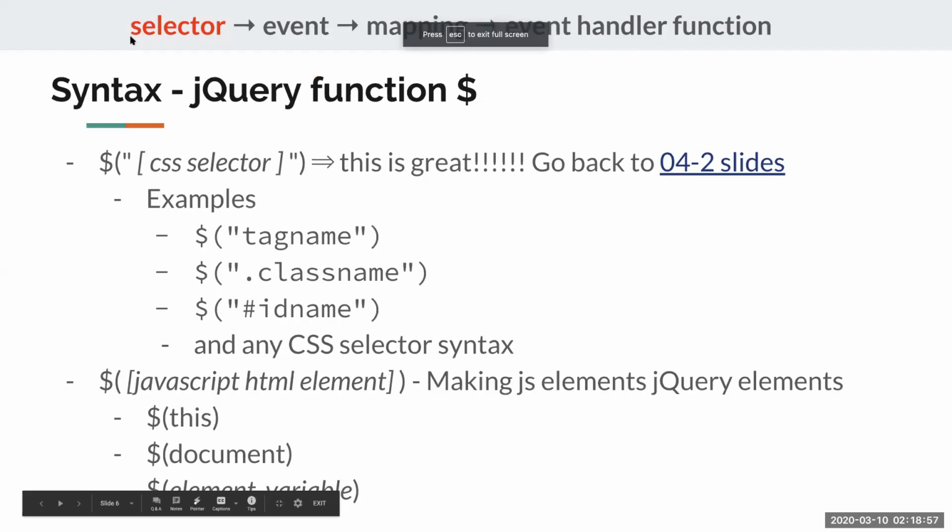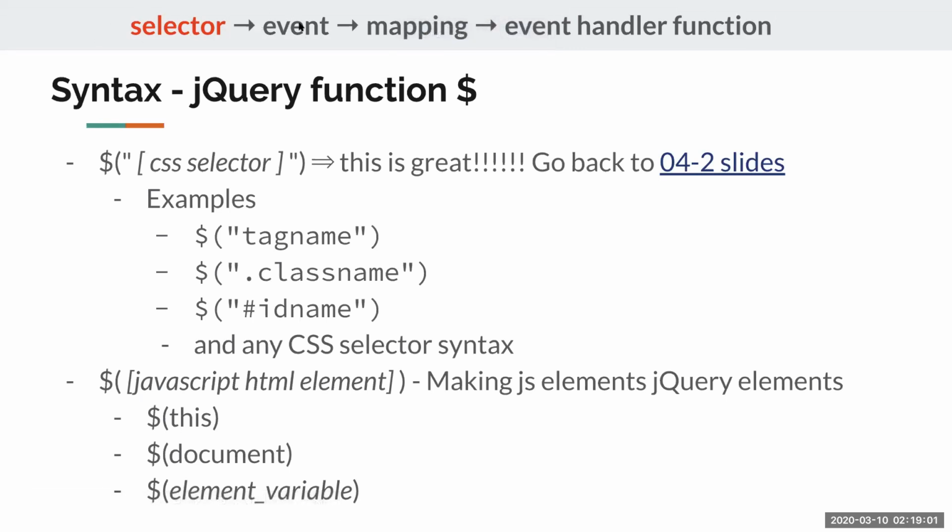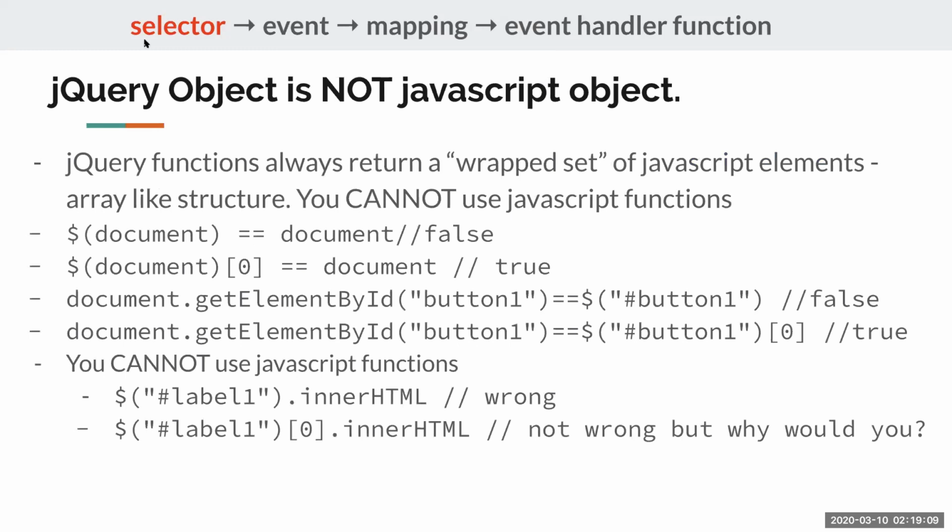So that's, again, think about these 4 things: selector, event, mapping, event handler function. Now we just covered selector. So what do we do once we select? This is basically saying that a jQuery object is not a JavaScript object. It's going to return a wrapped set of JavaScript elements, an array-like structure.